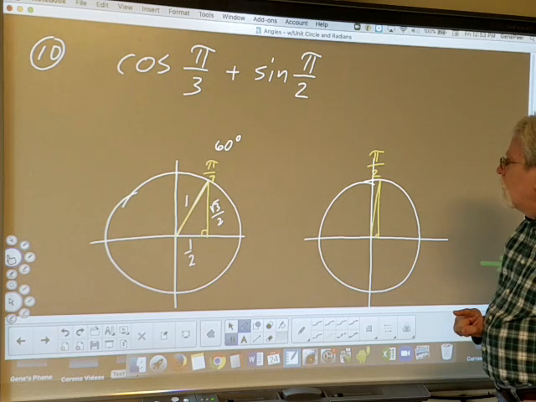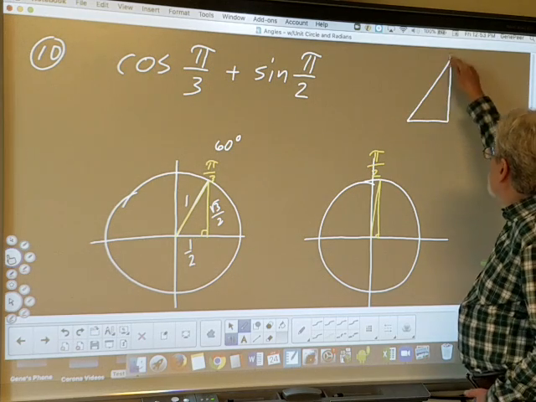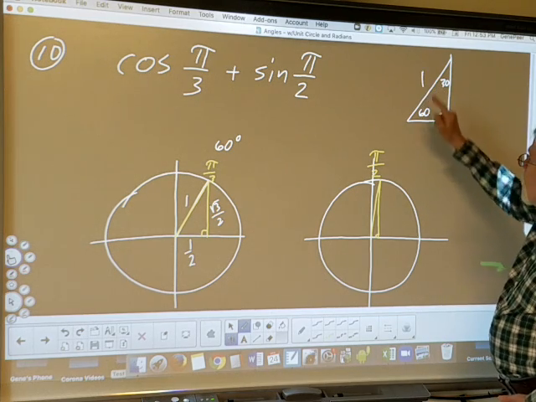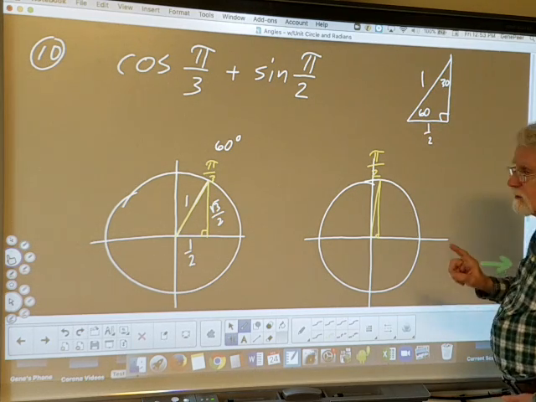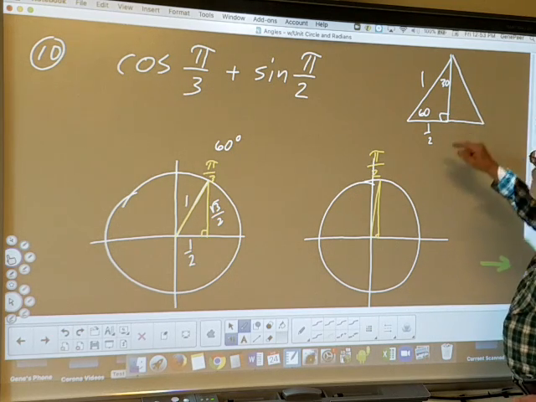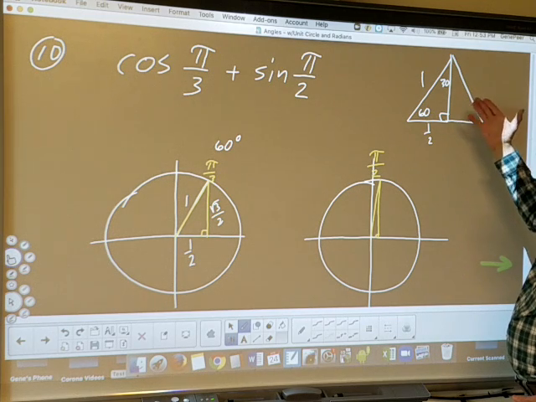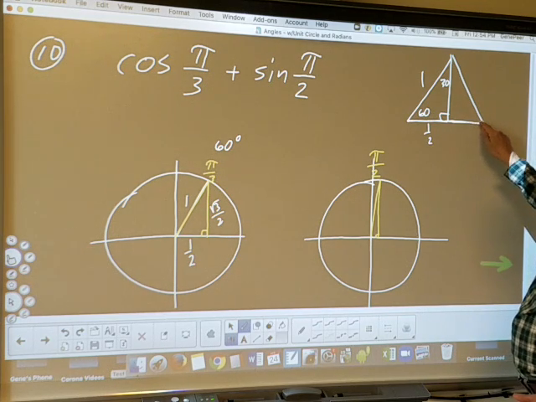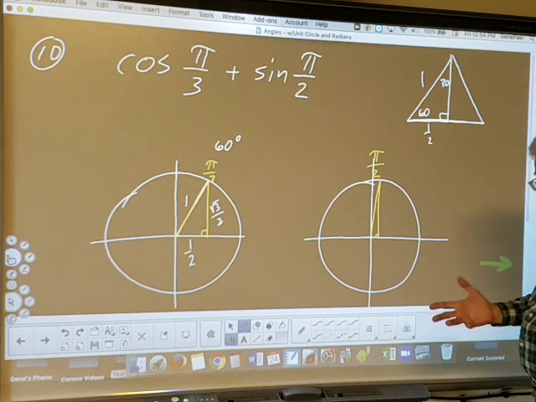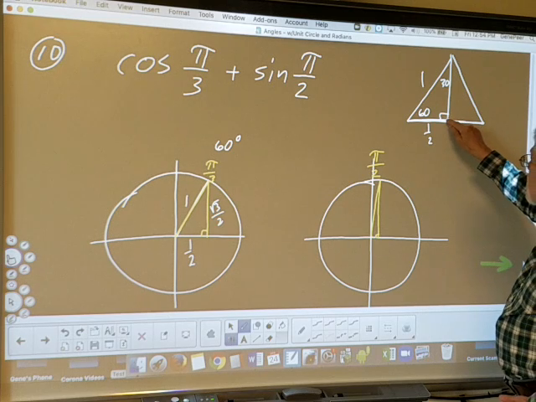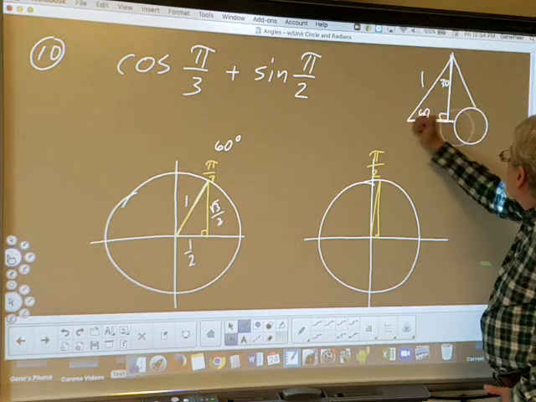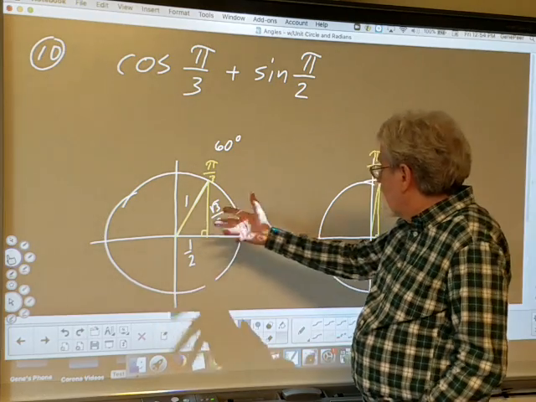You are, by the way, responsible to know how a 30-60 triangle works. If the hypotenuse is 1, the short leg is 1/2. By the way, do you remember why that's true? Because a 30-60 triangle is exactly half of an equilateral triangle. If it's exactly half of an equilateral triangle, that would have to be 1, therefore this has to be 1/2. And the Pythagorean theorem will then tell you that this ends up being square root of 3 divided by 2. So anyway, there we have that one.